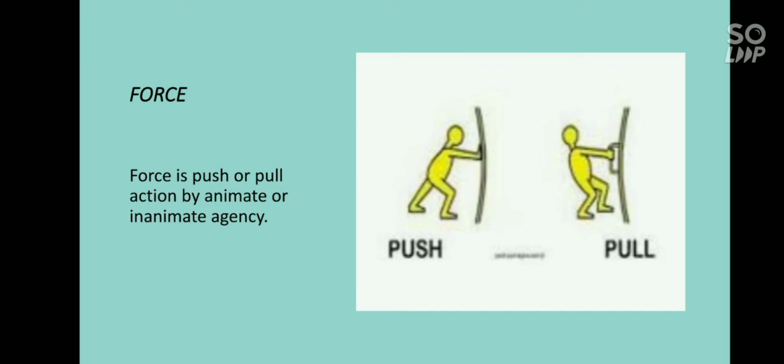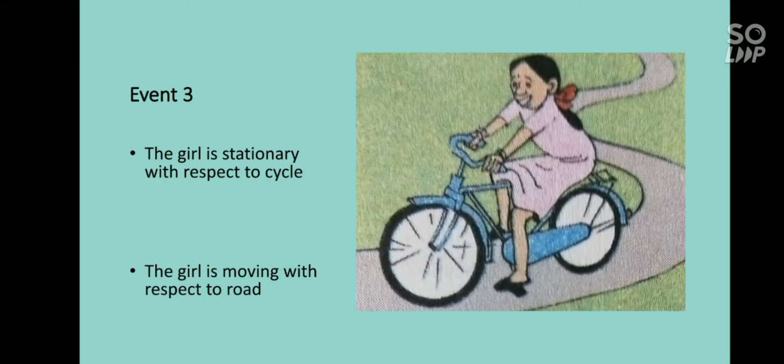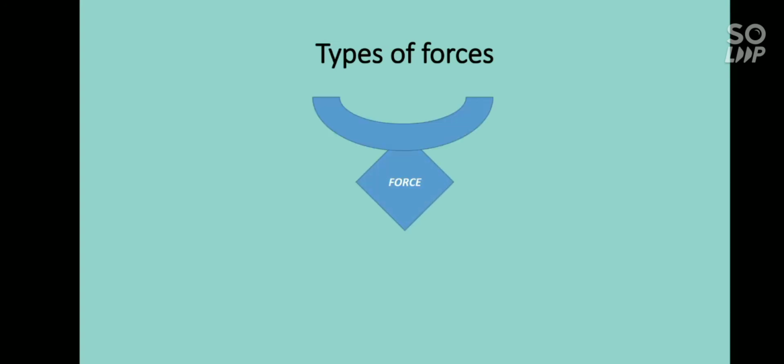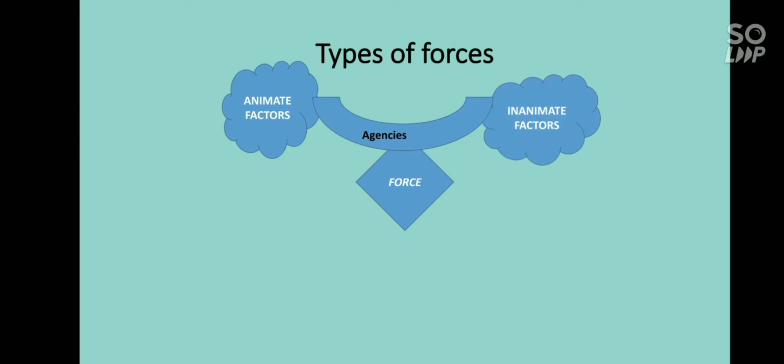Inanimate means non-living things. A non-living thing comes under inanimate agency. So what is force? Force is a push or pull action by an animate or inanimate agency. Next is types of force. What are the agencies of force? Animate factor and inanimate factor, and based on that we have two broad classifications of force.